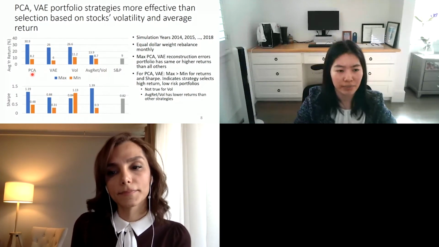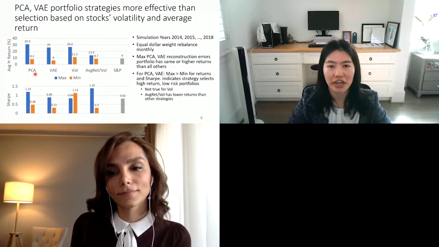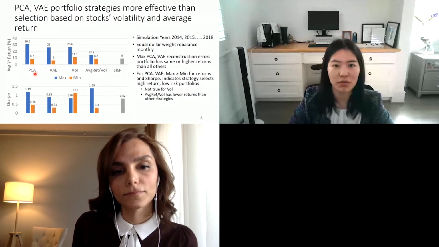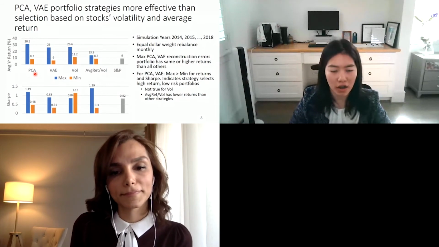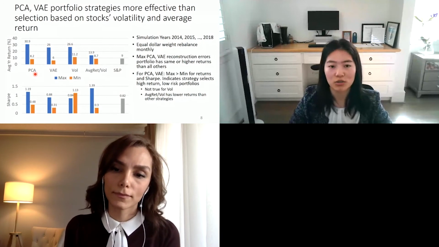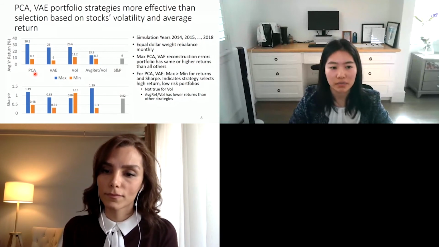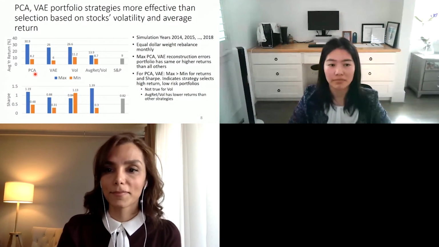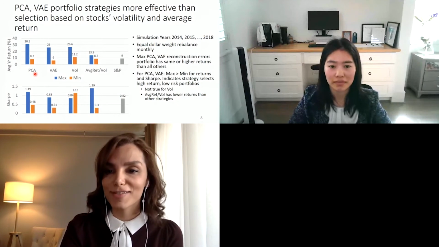So, if a stock has high reconstruction error, that means more information was lost, and it could mean that the stock was very different from the other stocks in that set. So it had more extreme values and special behavior that's different from the other stocks in that set. Great. We have so many questions.